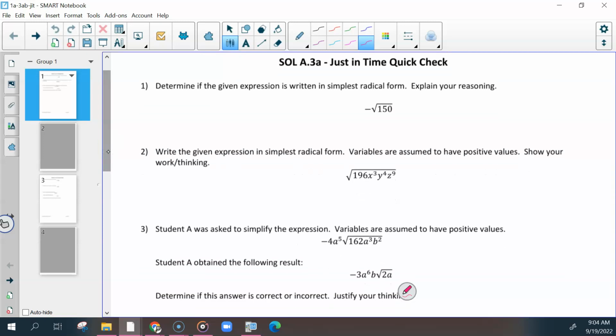So the question is asking, is this in simplest form? Simplest radical form. Is it in simplest form? Can we simplify it more? Yes, we can simplify it more. No, it's not in simplest form. And the reason why it's not is because we can simplify it more. So someone tell me how they did that.